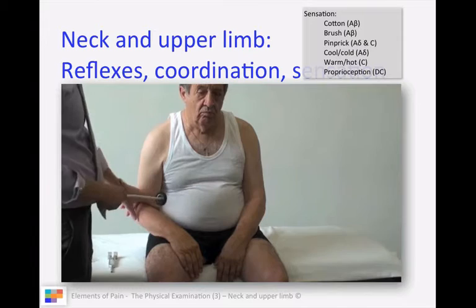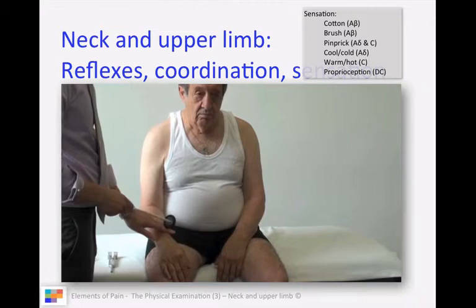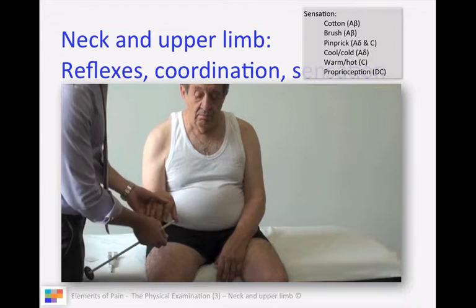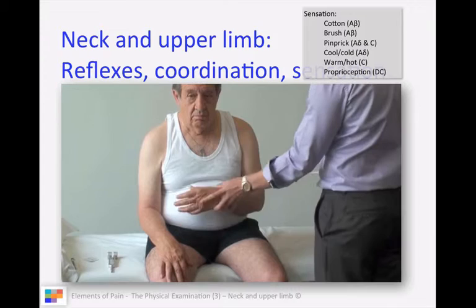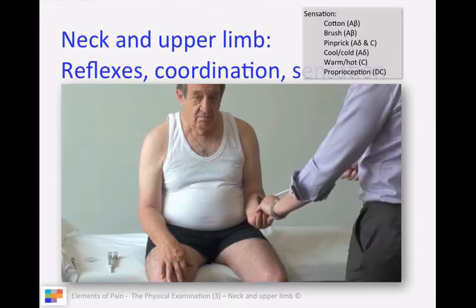Neurology, so looking at reflexes, coordination and sensation. So assessing reflexes on both sides. You'll note I'm tapping myself and not the patient. Patients like that. It's also less painful for them, particularly if it's a painful limb. So you're comparing sides. So biceps, brachioradialis, triceps, then the finger jerks, and assessing for a Hoffman's reflex, any upper motor neuron signs.